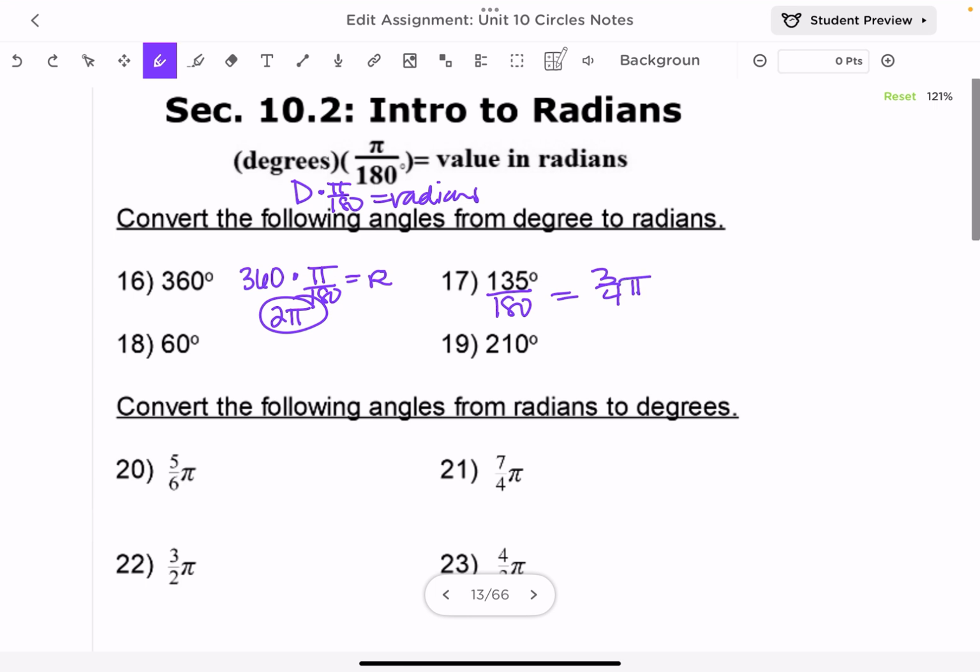Number 18, 60 divided by 180. That's going to get me 1/3 pi. You just got to put the pi on it. You're either multiplying by 180 or you're dividing by 180. So in this section, we're dividing.